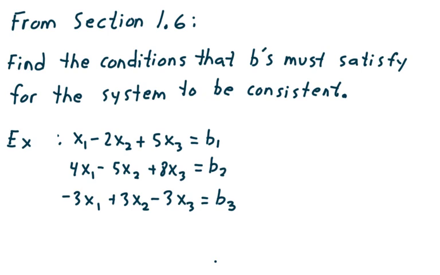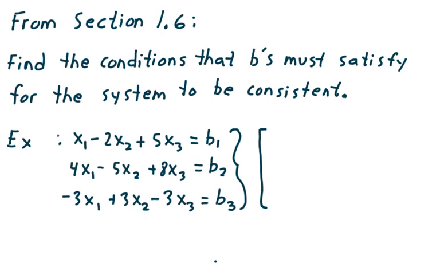x1 minus 2x2 plus 5x3 equals b1. 4x1 minus 5x2 plus 8x3 equals b2. Negative 3x1 plus 3x2 minus 3x3 equals b3. And so what we want to do first is set up this augmented matrix. And so I'm going to put a bracket here.